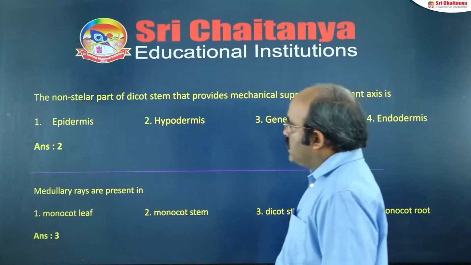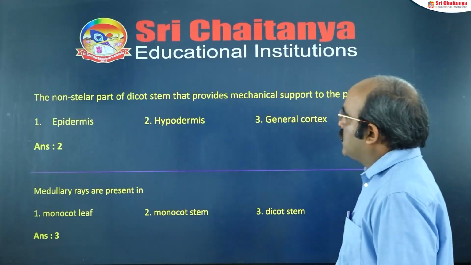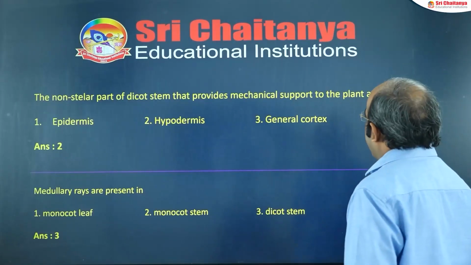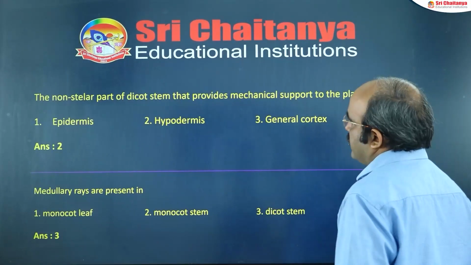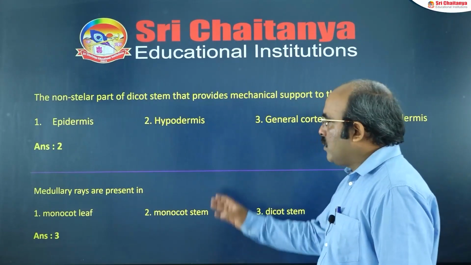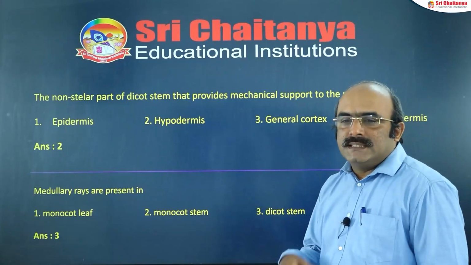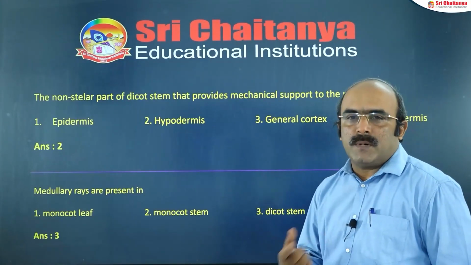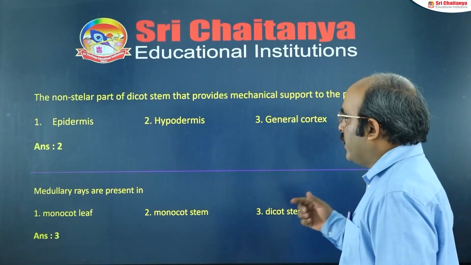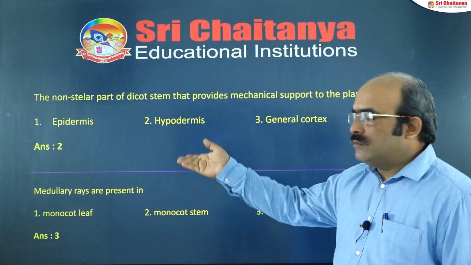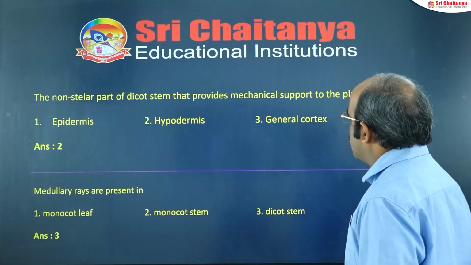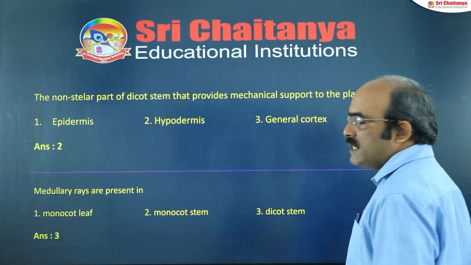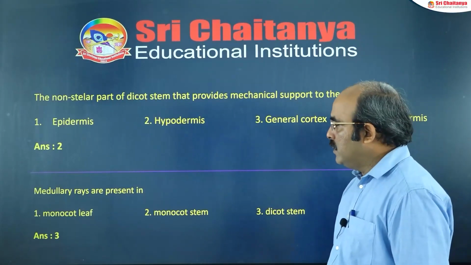Now the next question is, the non-stellar part of dicot stem that provides mechanical support to the plant axis is. So from the options you have to choose that layer which is not a part of the stele, because they have asked non-stellar part of the dicot stem which will provide mechanical support. One is epidermis, second one is hypodermis, third one is general cortex, and fourth one is endodermis.